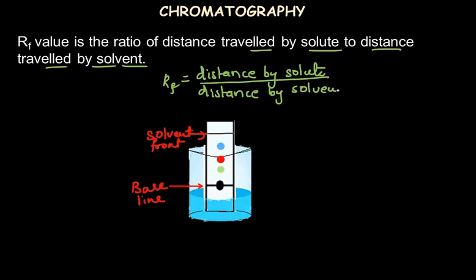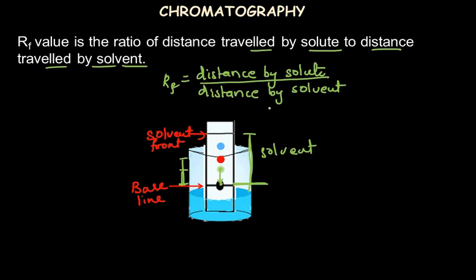Now we can measure this once the chromatography is performed. What's the distance traveled by the solvent? It is the difference between the highest level the solvent traveled to and the baseline. This is the distance traveled by the solvent, and the distance traveled by each and every solute will be different. For the first one, it is measured from the baseline to the center of the spot. This is the distance traveled by the first solute. The distance traveled by the second solute will be different because the red spot has traveled a different distance.